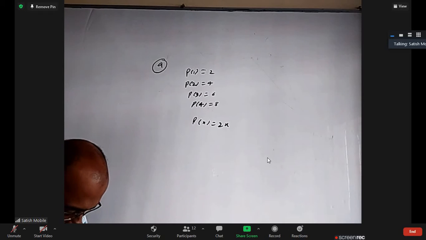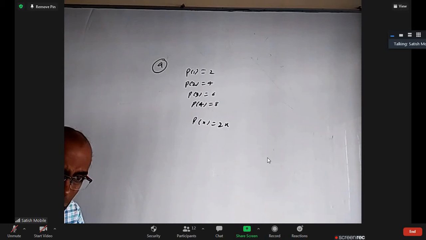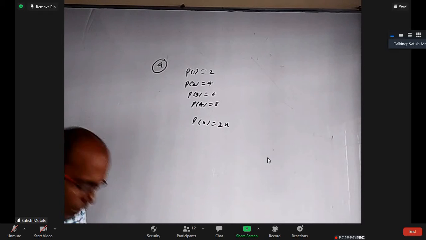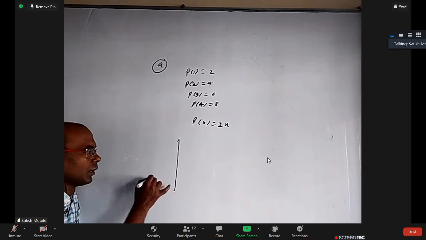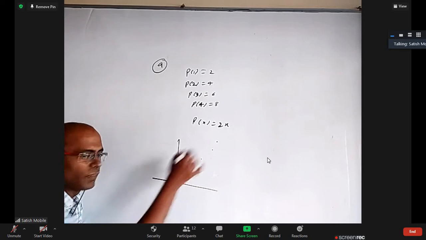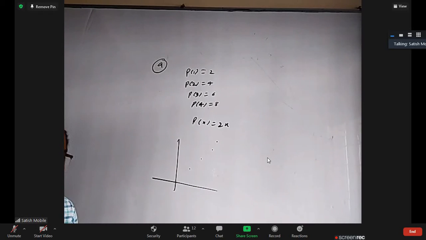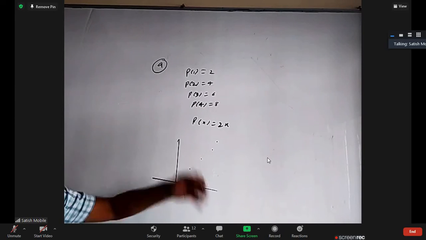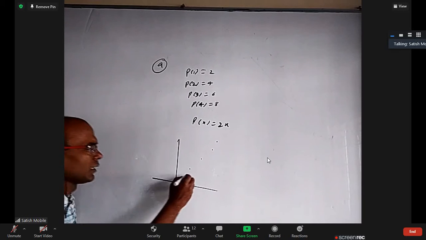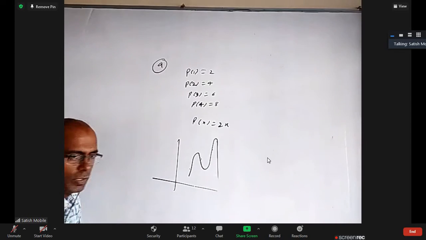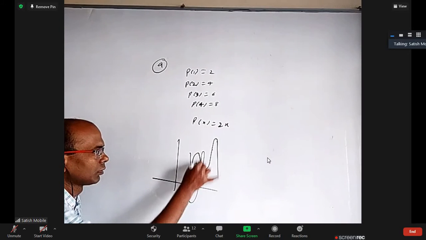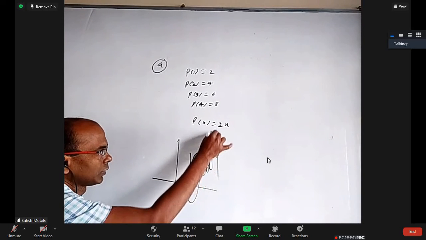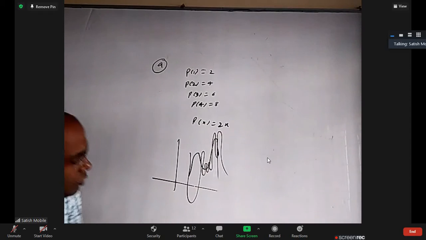P of x equal to 2x is one polynomial. Will there be any more? Yes, there will be a lot of them. Why? These are after all 4 points. There will be infinite of them. I'll show you also. If you look at the graph, 1, 2, 2, 4, 3, 6, or 4, 8, just 4 points only. Through that, somebody can draw a graph like this, a polynomial. Somebody can draw another polynomial. So many will be there.